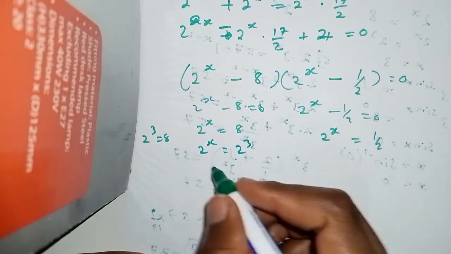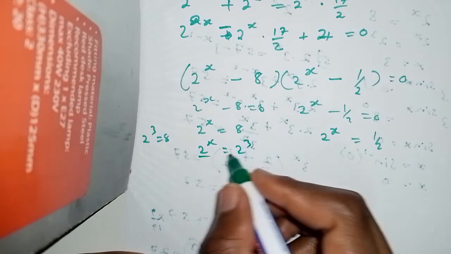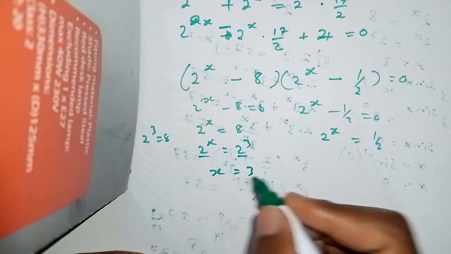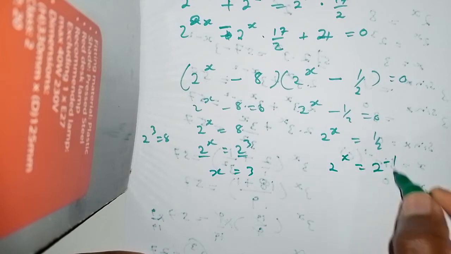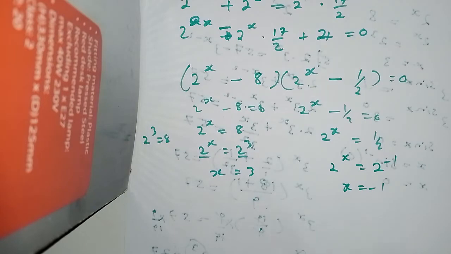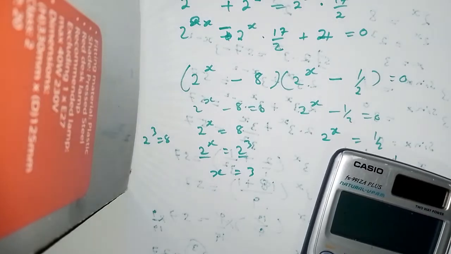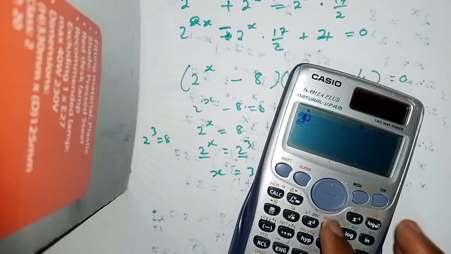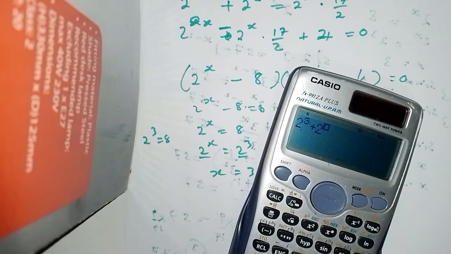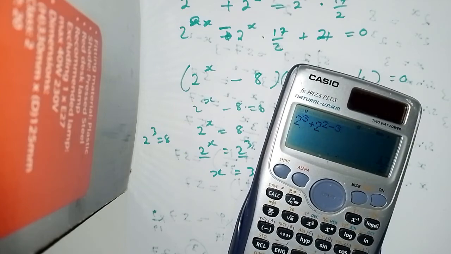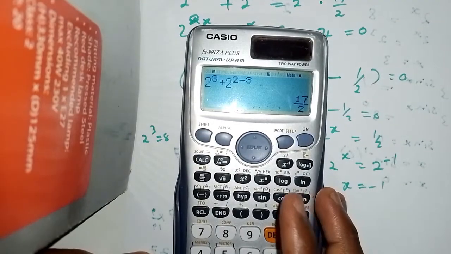And then common base, x is equal to 3. Then here 2 to the power x is equal to 2 to the power minus 1. X is equal to minus 1, right? Then let's just check which one is correct, which one is not. 2 to the power 3 plus 2 to the power 2 minus 3, 17 over 2.